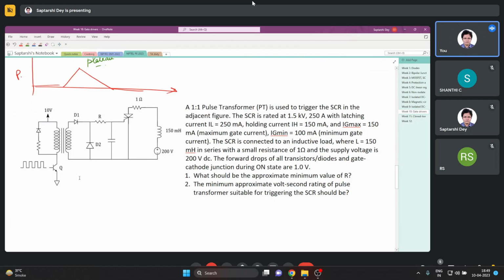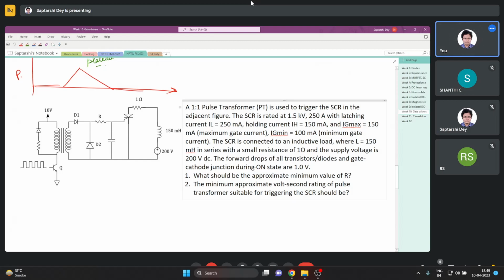So, this is the thing that we were discussing some time back. It's a 1:1 pulse transformer, which is used to trigger the SCR in the adjacent figure. The SCR is rated at this much voltage, this much current, with a latching current of 250 milliampere, holding current of 150 milliampere. IG max 150 milliampere, IG min 1 milliampere. The SCR is connected to an inductive load where L is this much millihenry in series with a small resistance of 1 ohm, and the supply voltage is 200 volt DC.